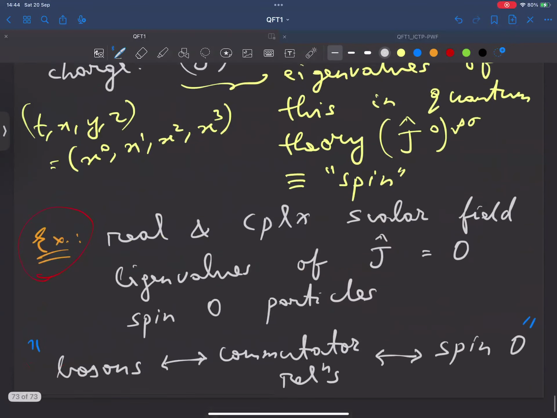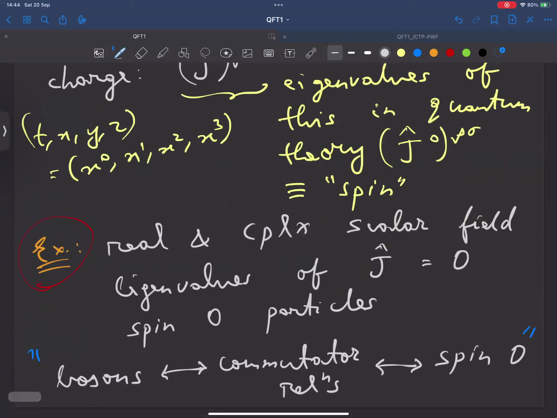Okay. So this is a statement that we saw, that bosons satisfy commutator relations, and hence when you swap the momenta, you just get back the same state. And these are also spin zero. Now, we will show in the Dirac case that, so in this case, these are spin zero because this is a scalar field.